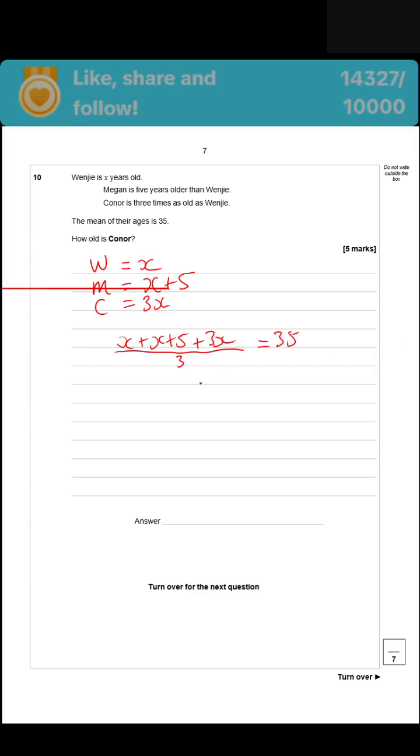So we've now set up the equation. For those asking, this is AQA, and this is the higher tier paper. So we're around about halfway through the paper now.